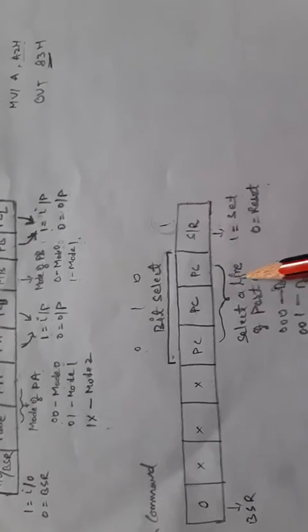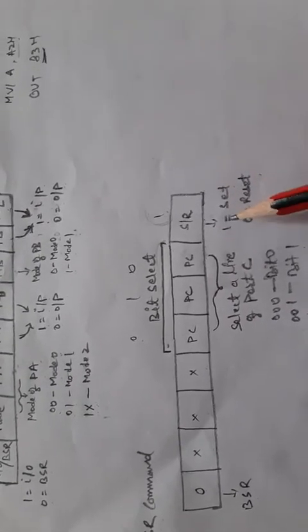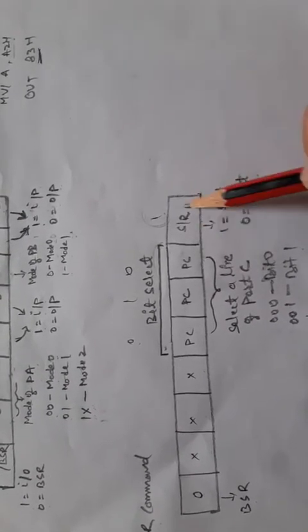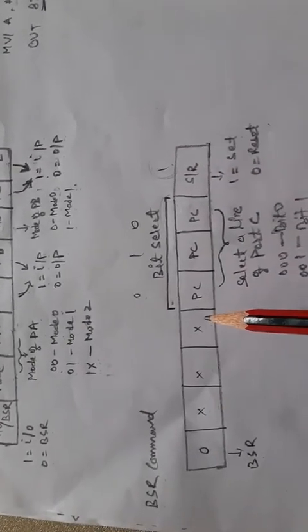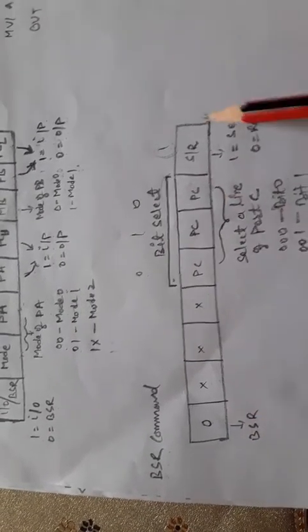In this way I can use any line of port C, and that line can be connected to any device. Then I will send the data based on this bit set and reset. These three are redundant bits, and this bit decides whether it is a BSR command or an IO command. If this bit is 0, then it is a BSR command. I hope you understand these two commands.